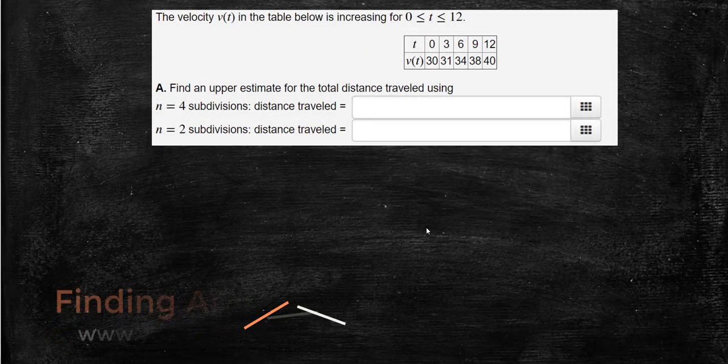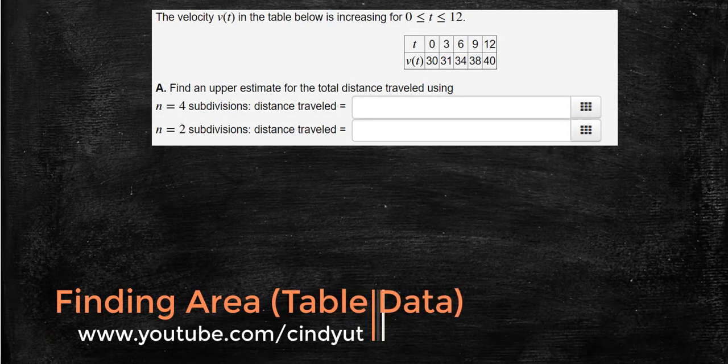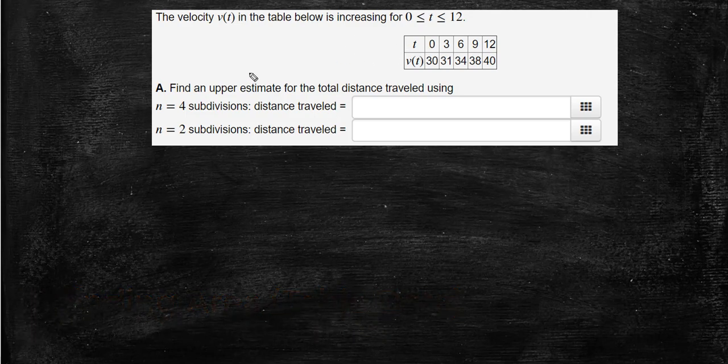Okay, so we're given velocity, which we know is a rate, which is a derivative, in this table for specific different times. And it says find an upper estimate, so that just means the larger values you're going to use for the total distance traveled using n equals 4 subdivisions. So if you look at this, 1, 2, 3, 4. The table is already set up for you with 4 subdivisions.